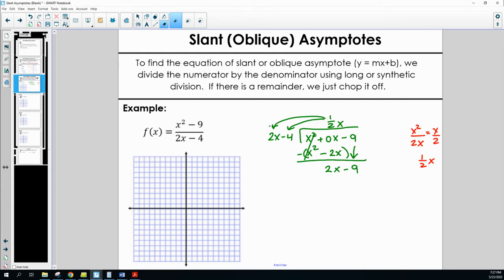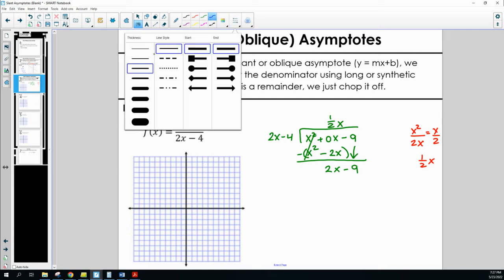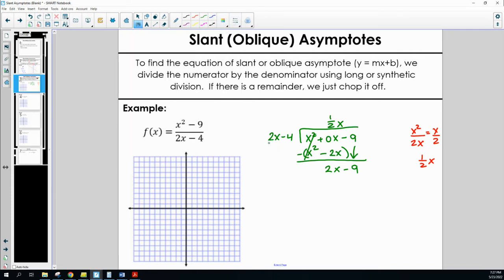And again, just to make this look nicer, I'm just going to get rid of these little arrows. And now we just repeat the process. So we take the first term on the outside and the first term on the bottom. You have a 2x, you want it to become a 2x. So what times 2x gives you 2x? That's going to be plus 1.